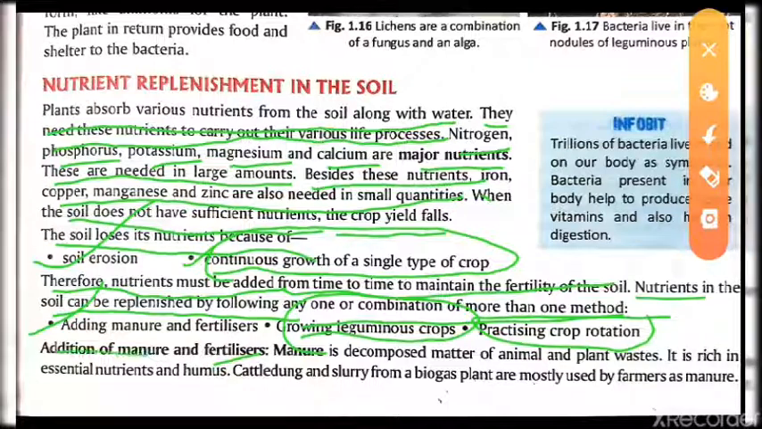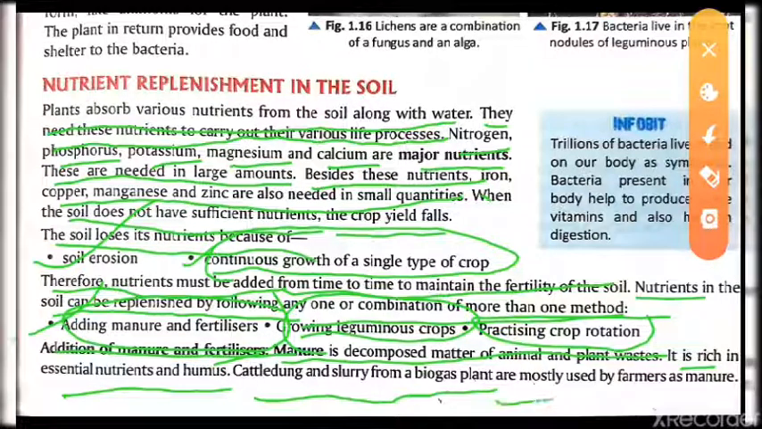Adding manures and fertilizers. What is manure? Manure is decomposed matter of animal and plant waste. So what I have told you all in this part, it is the same. It is rich in essential nutrients and humus. Cattle dung and slurry from a biogas plant are mostly used by farmers as manure. That means there is a place where they put the cow dung throughout the whole year, and before the rainy season they take that and put it in the field.